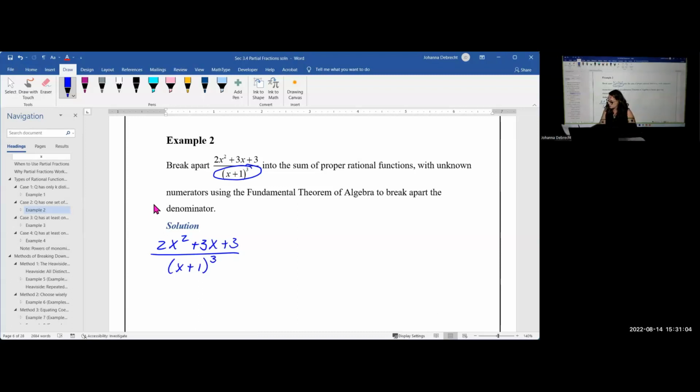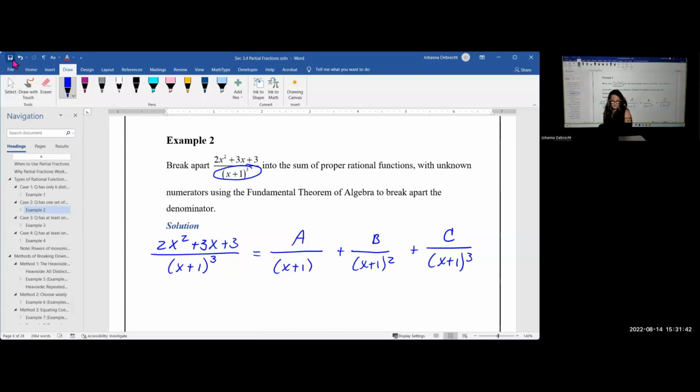Now what are we going to do? What are we going to have after that? The next thing we need to do is we know we need to break down the denominator. It's 1 factor, x plus 1, repeated 3 times, which means I could have a denominator of x plus 1 or a denominator of x plus 1 quantity squared or a denominator of x plus 1 quantity cubed. Those are the 3 possibilities for breaking that apart. And then the numerators are unknown. So I have A, B, and C in my numerators. Those are the unknowns.